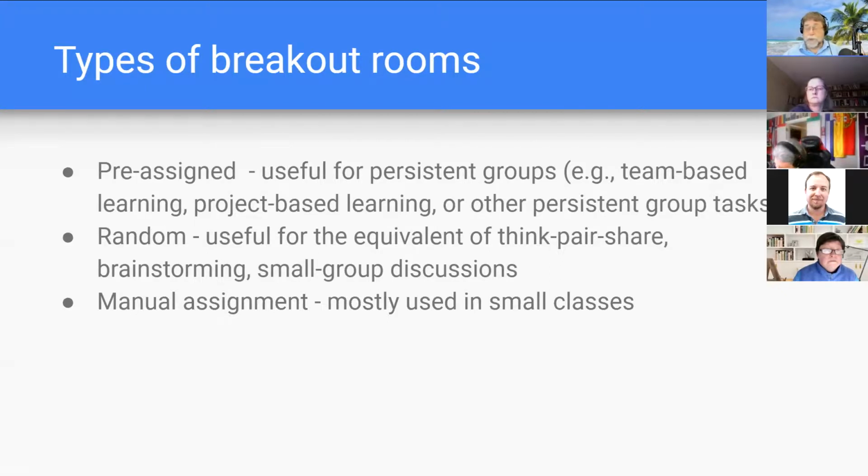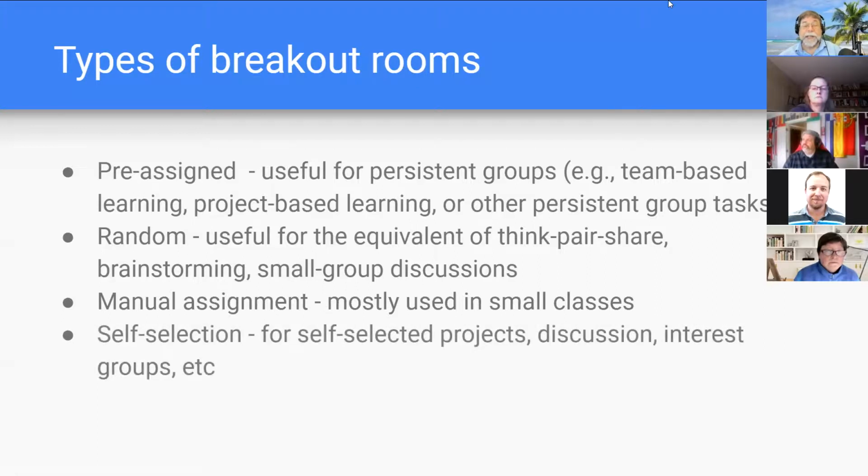Random is useful if you just want to do some quick discussions, or you could use manual assignment, which is something I generally don't do unless there's a specific reason for it. And one other type is self-selection, and that's a new feature that we picked up recently.